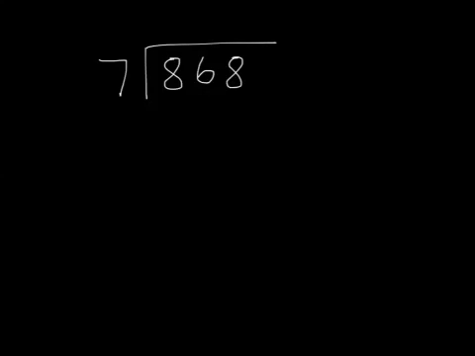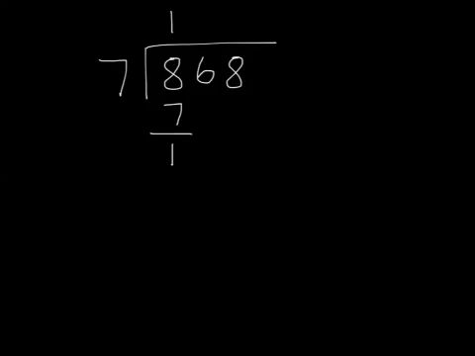Now, before we get into algebraic division, let's remind ourselves about normal division. We're doing 868 divided by 7. So how many 7s are there in 8? Well, the answer is 1. How do I know that? Because 1 times 7 is 7, and there's a remainder of 1.